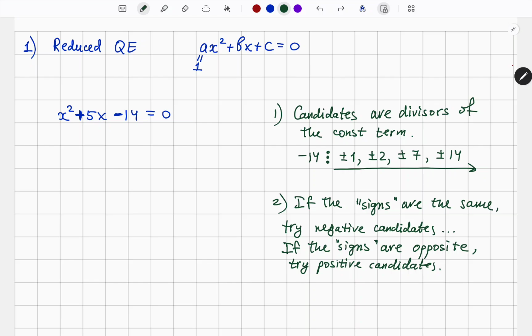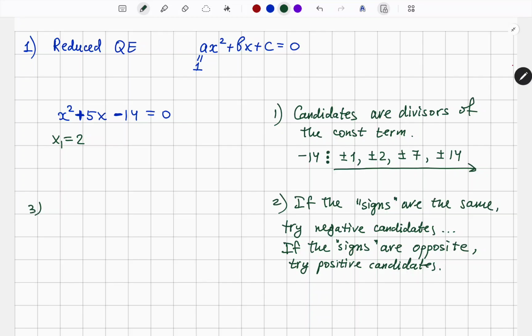So x equals 1 apparently doesn't work. What if x equals 2? 2 squared is 4. 5 times 2 is 10. So 4 and 10 is 14. Oh my God, exactly. It fits exactly. Minus 14 equals 0. So my first root is equal to 2. I guessed it using the first two rules.